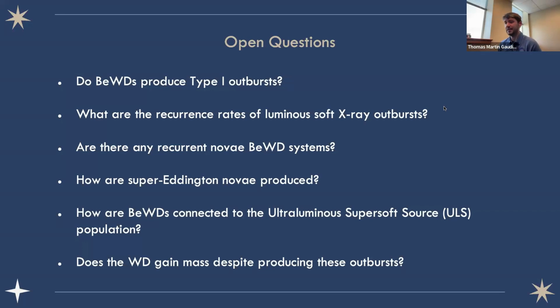If that's the case, then we might want to start thinking of BE white dwarfs as candidate type 1a supernova progenitor systems. Because these are very massive white dwarfs that are accreting material from a very high mass transfer rate companion, and we see them gaining enough mass to produce these sorts of outburst phases. So there's a lot we still don't understand. All of these questions still have to be answered.